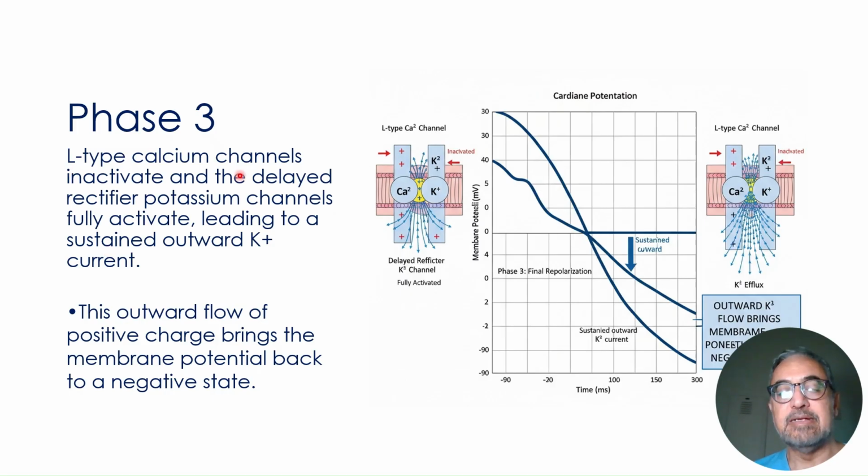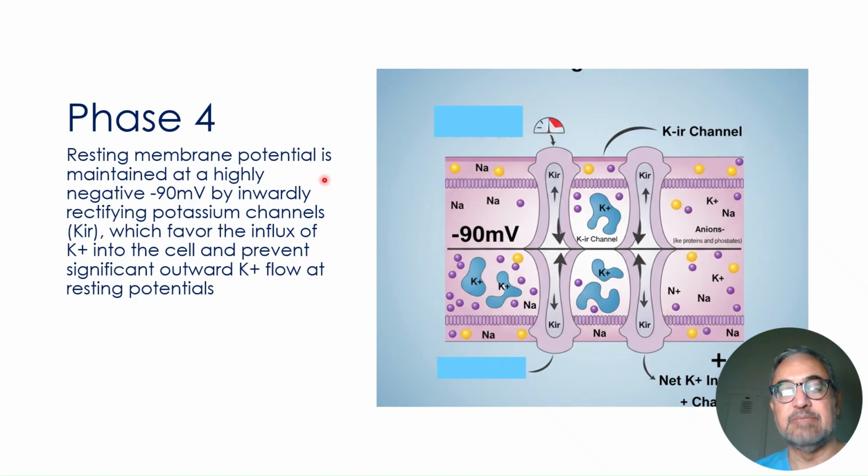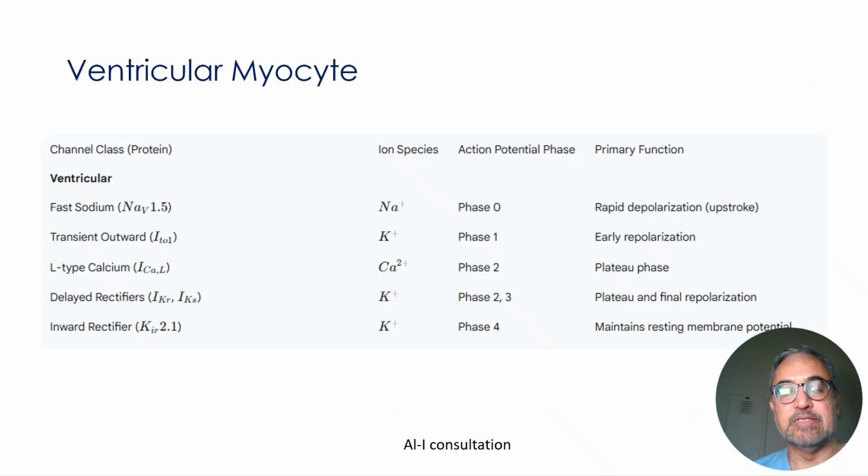In phase 3, L-type calcium channels inactivate and delayed rectifier potassium channels fully activate, leading to a sustained outward potassium current. This outward flow brings the membrane potential back to a negative state. Phase 4 is the resting membrane potential, maintained at a highly negative minus 90 millivolts by inwardly rectifying potassium channels, which favor the influx of potassium into the cell and prevent significant outflow of potassium.